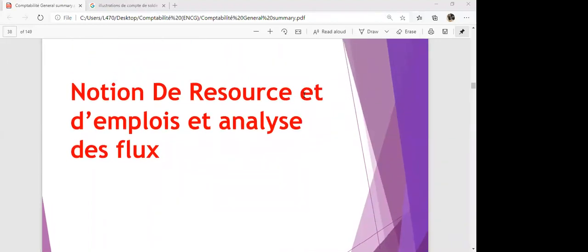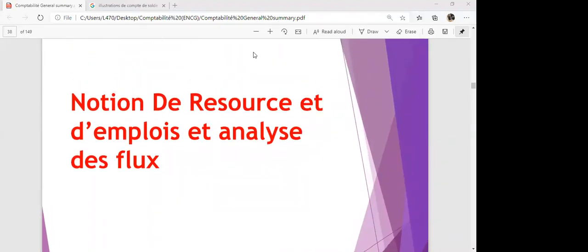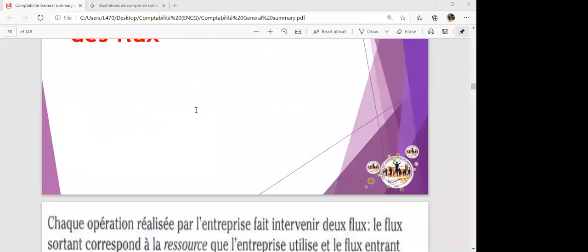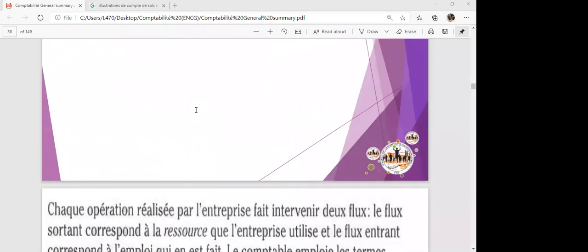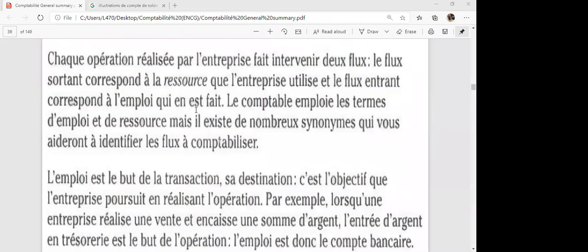So according to the flow we did earlier on, the resource is the credit side of a transaction and les emplois is the debit side. So in each transaction, there are flows, which I said move vice versa. They are either going from the resource to the emploi or the other way, from the emploi to the resource. I don't know if that's clear or you need further explanations. Okay, I presume that's clear.